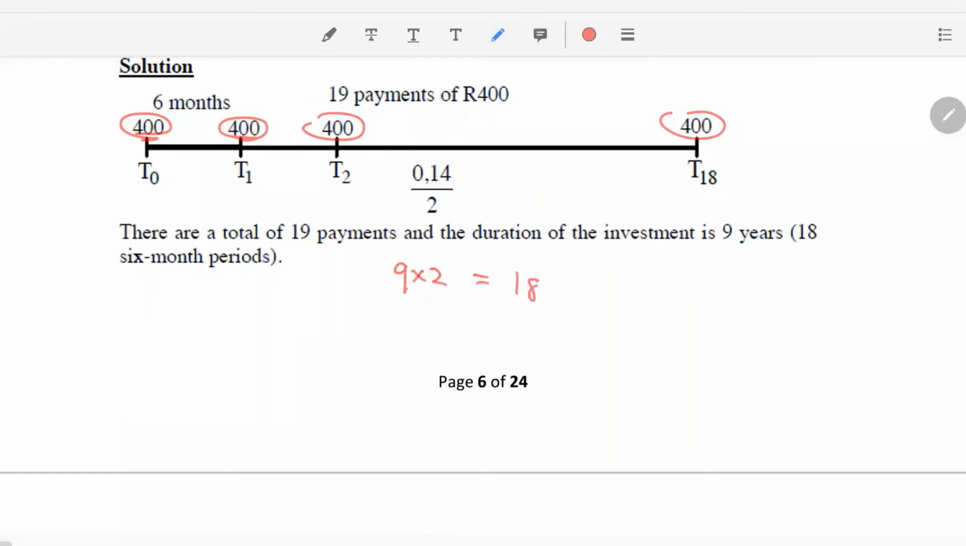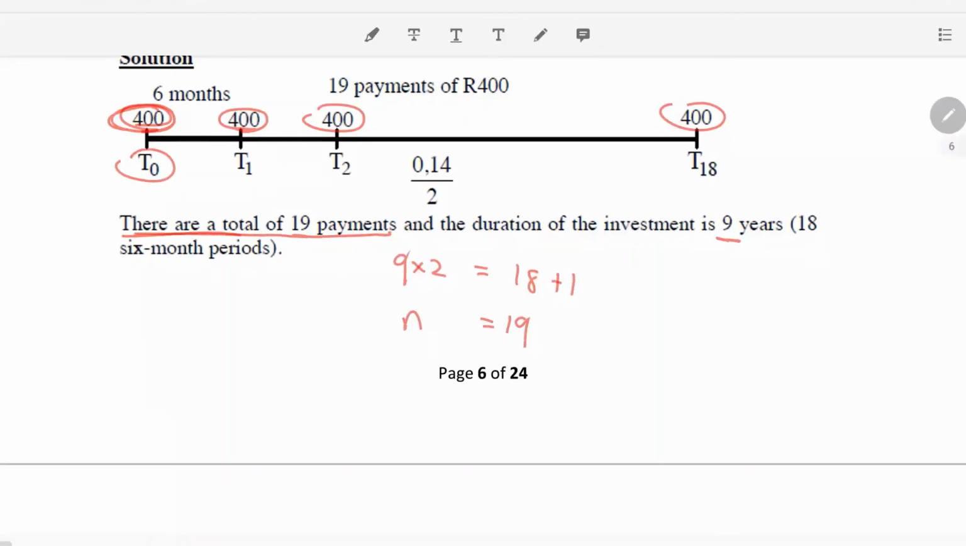But remember, there is a deposit of 400 that was made immediately. So plus 1, that will make it 19. And that's what this statement is trying to talk about. That there are a total of 19 payments, and the duration of investment is 19 periods. That extra one payment is the one which was made immediately.